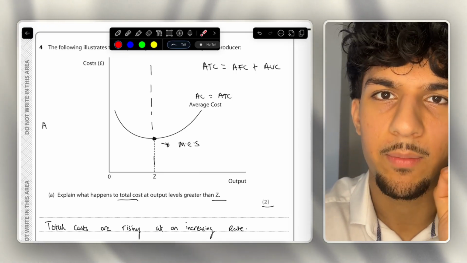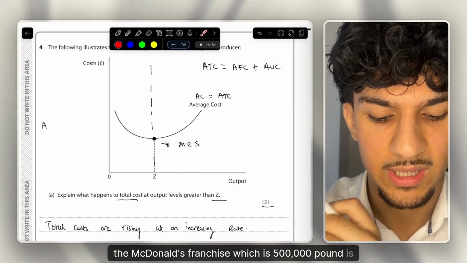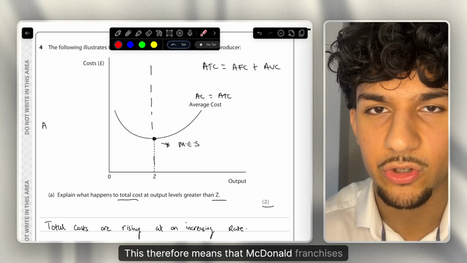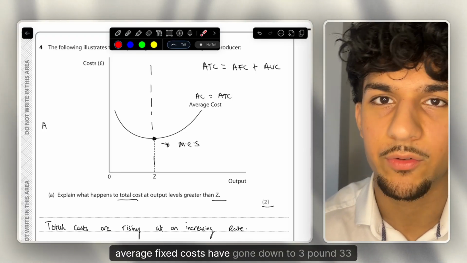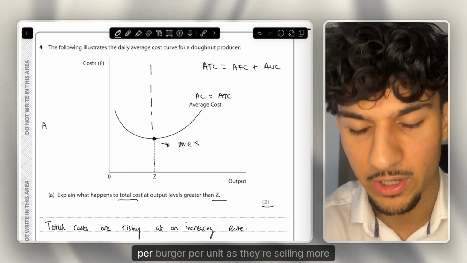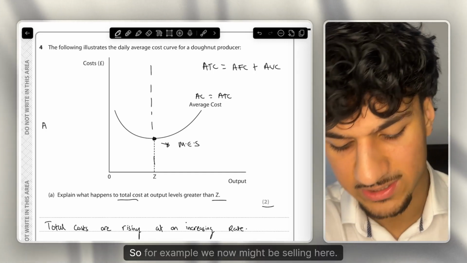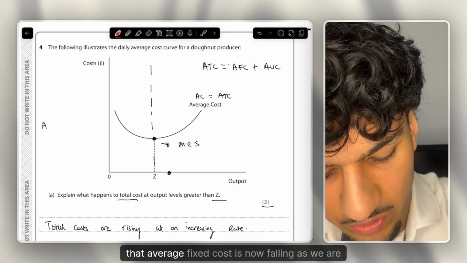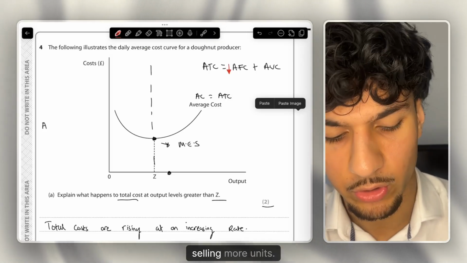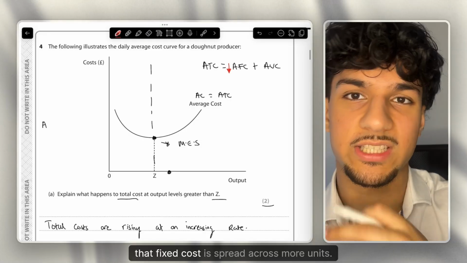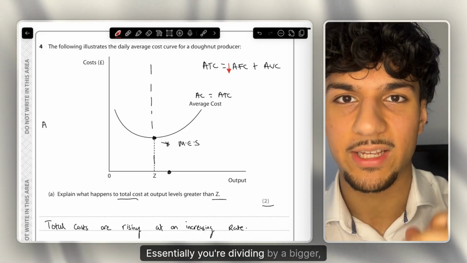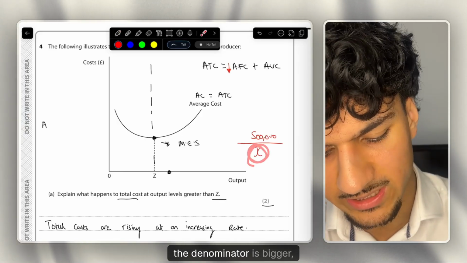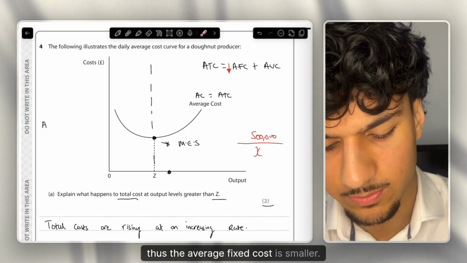So for example now, the McDonald's franchise, which was £500,000, is now selling 150,000 burgers instead of 100,000 burgers. This therefore means that the McDonald's franchise's average fixed costs have gone down to £3.33 per burger, per unit, as they're selling more output. Thus, the main thing we can deduce from that is that average fixed cost is now falling as we are selling more units, and that fixed cost is spread across more units. Essentially, you're dividing by a bigger bottom side, I think it's called the denominator. Essentially, the output is bigger, the denominator is bigger, thus the average fixed cost is smaller.